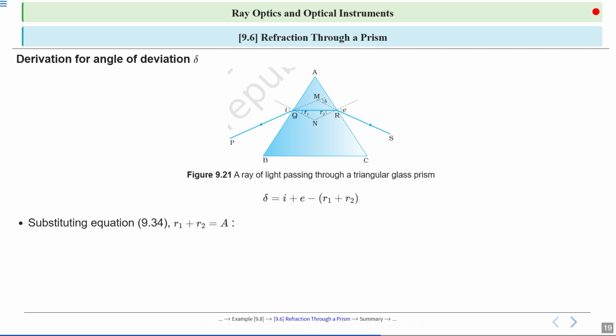Okay, now we'll put R1 plus R2 equal to A in the above equation. So finally we arrive at the simplified expression for the angle of deviation: delta equals I plus E minus A, as shown in equation 9.35. This formula allows us to calculate the deviation of light based on the angles of incidence and emergence, as well as the prism's angle. This understanding is foundational for analyzing optical instruments that use prisms.